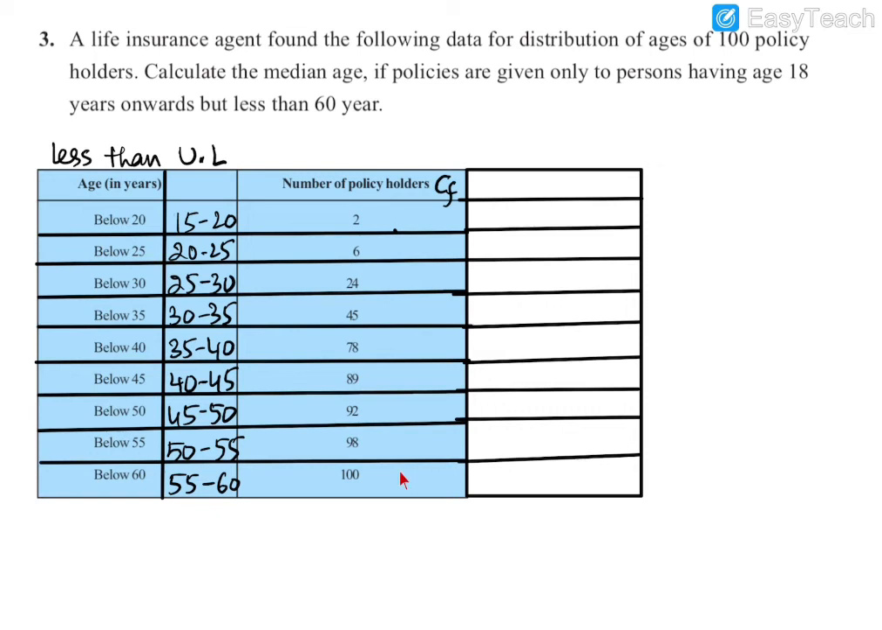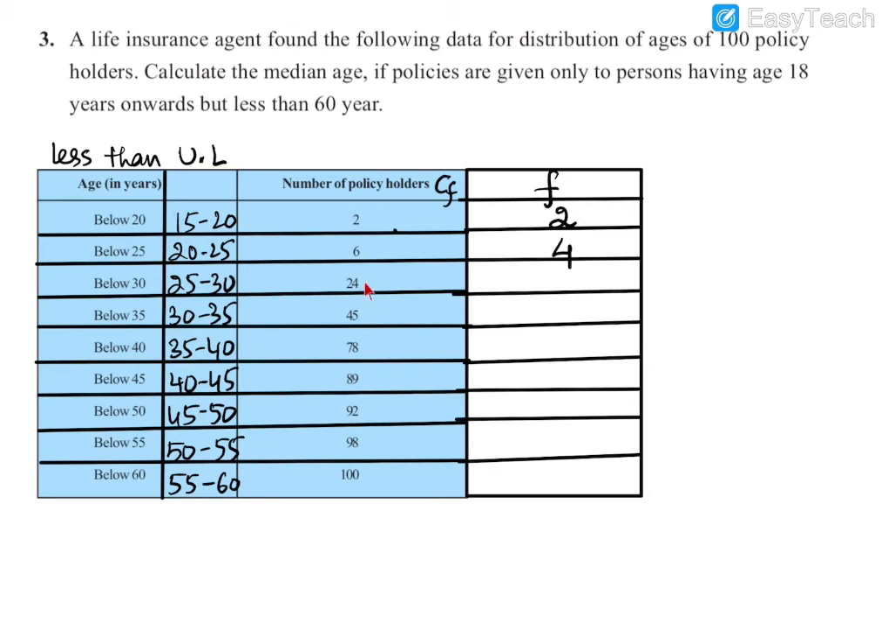Now from the given values of cumulative frequencies, we will calculate frequencies. For the first class interval, that is 15 to 20, the frequency will be same as the cumulative frequency, that is 2. For the next class interval 20 to 25, the cumulative frequency 6 includes the frequency of the previous class interval. So we need to subtract the frequency of the previous class interval. So 6 minus 2 is 4.